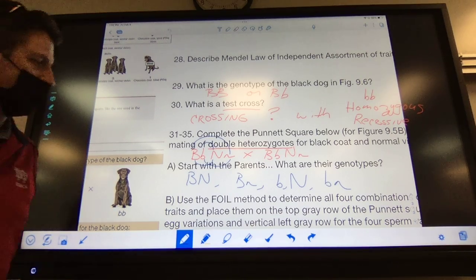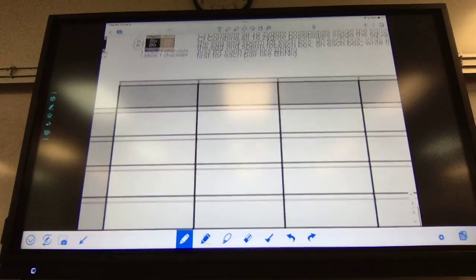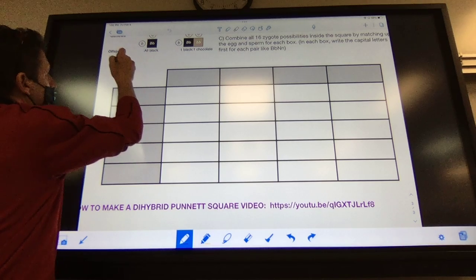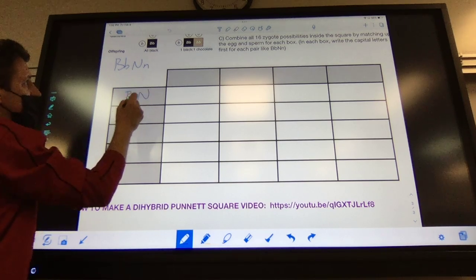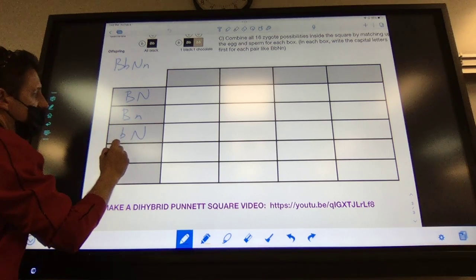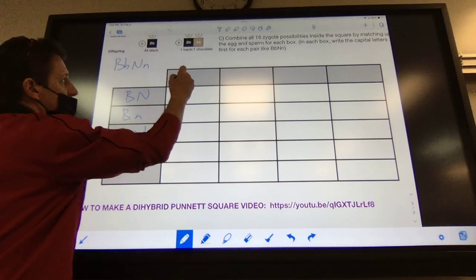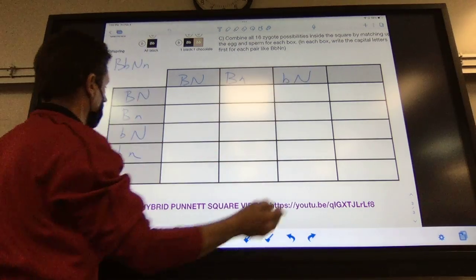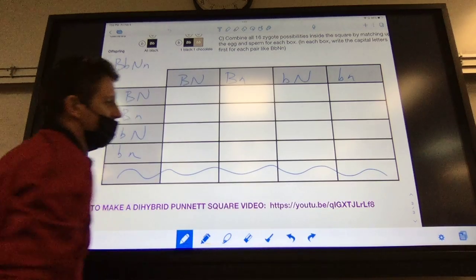So now, with the remaining minutes left in class, I will set this up for you right here. So they wanted you to do the FOIL. Remember, it's like this. So this is going to be the first, this is the outer, this is the inner, and this is the outside. So this is the egg, the sperm is the same way. We don't need this row right here. That's an extra one.